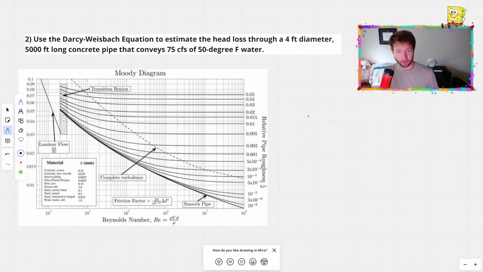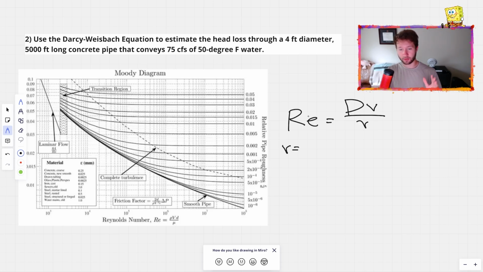So the equation I'm thinking of using is actually this one. We've got Reynolds number equals diameter times velocity over kinematic viscosity. If you go to page 200 of your FE reference handbook, you'll find properties of water there, and you see in our question they gave us that the water is 50 degrees. So if you go there, you'll see that at 50 degrees, the kinematic viscosity of water is 1.41 times 10 to the negative 5 feet squared per second.